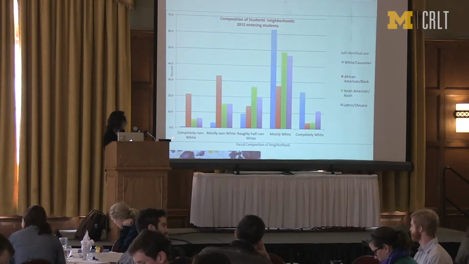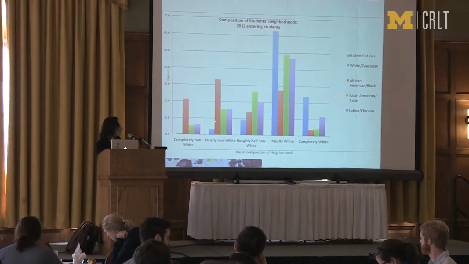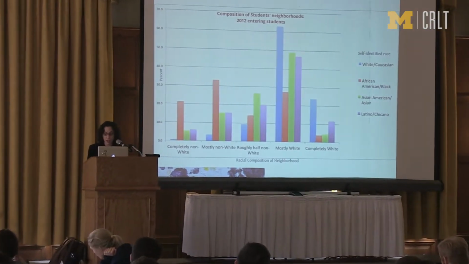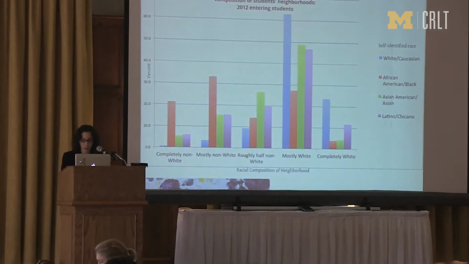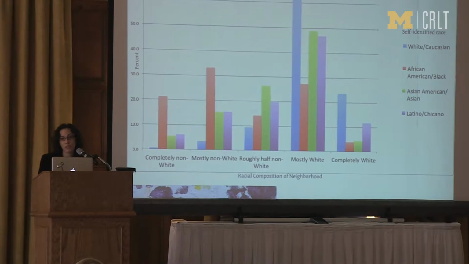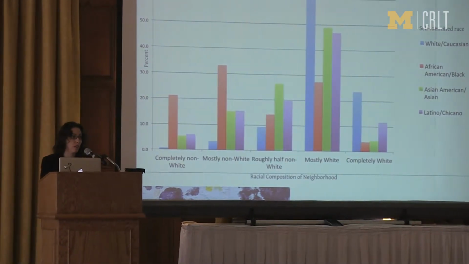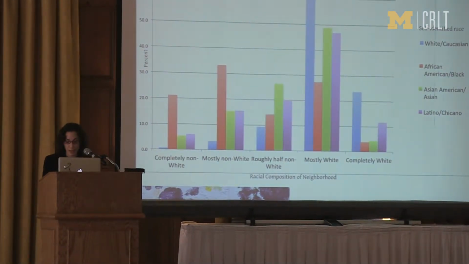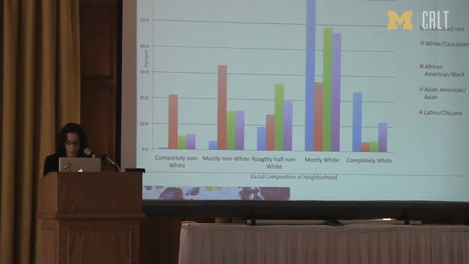But if you take a look at the completely non-white and the mostly non-white data clusters, many of U of M students of color come from neighborhoods that include a substantial proportion of people of color. And it's important to keep in mind that for these students, the campus may not always feel like a welcoming place. You might wonder, what is the educational significance of racial and ethnic diversity of our student body?